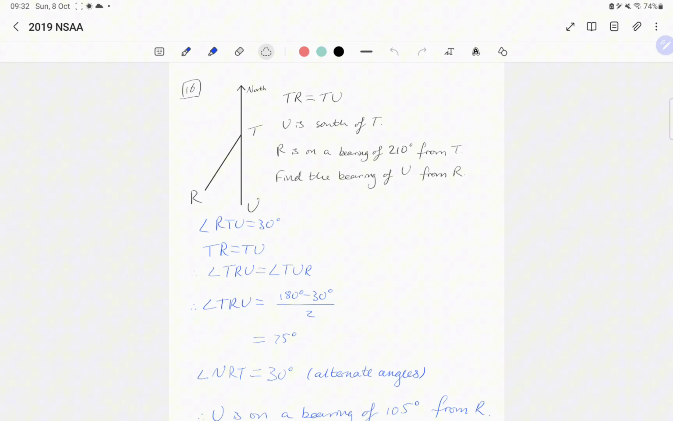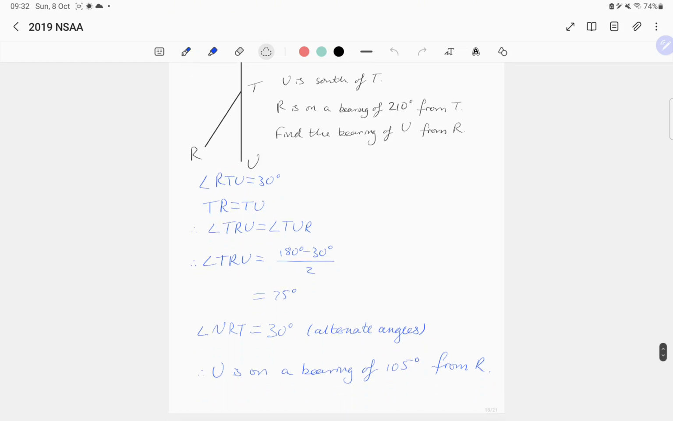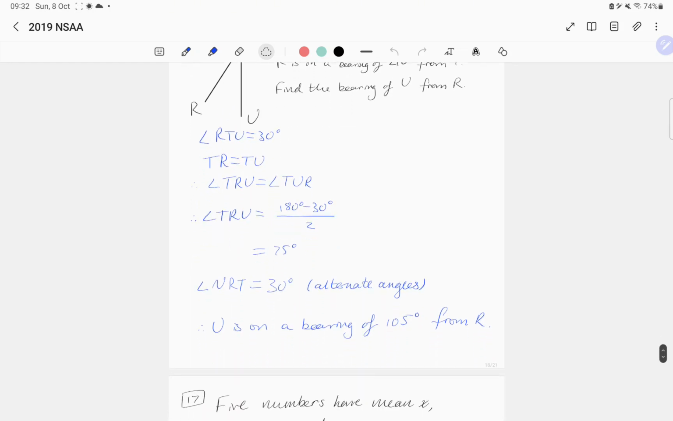Firstly, we should note that the angle RTU is 30 degrees. We therefore note that TR equals TU, and therefore the angles TRU and TUR are equal. Therefore TRU equals (180 degrees minus 30 degrees) all over 2, which is 75 degrees. We should also note that the bearing of T from R is 30 degrees because alternate angles in parallel lines are equal. We therefore have U on a bearing of 75 plus 30 equals 105 degrees from R.